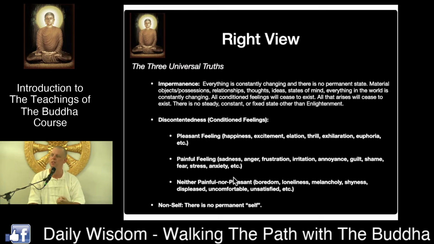Because what the Buddha is describing is that in the unenlightened state, you experience pleasant feelings, painful feelings, and feelings that are neither painful nor pleasant. The pleasant feelings are things like happiness, excitement, elation, thrill, exhilaration, euphoria. These are very pleasant to experience. Then there's painful feelings like anger, sadness, frustration, irritation, annoyance, guilt, shame, fear, stress, anxiety, and others. These are very painful to experience. Then there's neither painful nor pleasant. And I put boredom and loneliness here, but some people say, oh, that's very painful for them. Okay, you could put that in the painful category then.